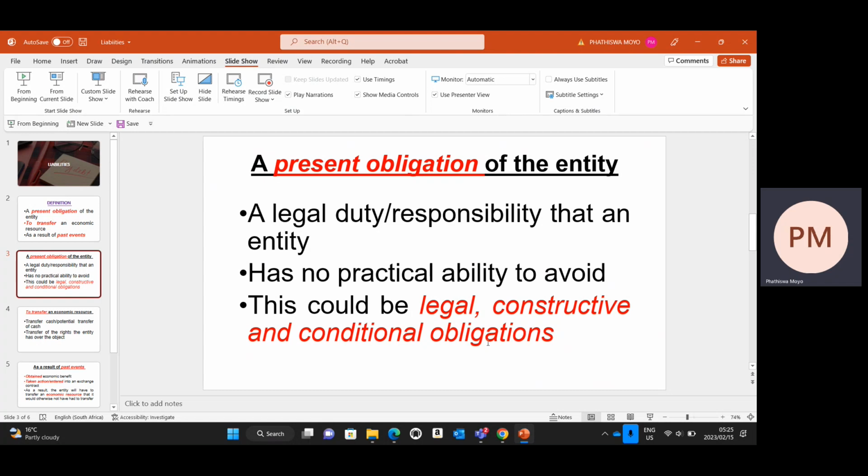So you must remember, ladies and gentlemen, this present obligation can be legal, in terms of a legal agreement. Think of a lease. A lease is a legal agreement. It's a contract, and that contract is binding. A constructive obligation speaks to businesses that work with nature, or rather work against nature. After business operations or extractions from the earth have been done, the land must be rehabilitated. So that is a constructive obligation.